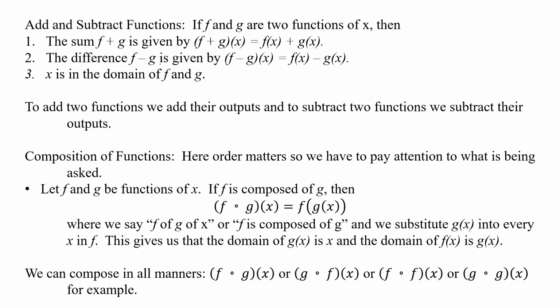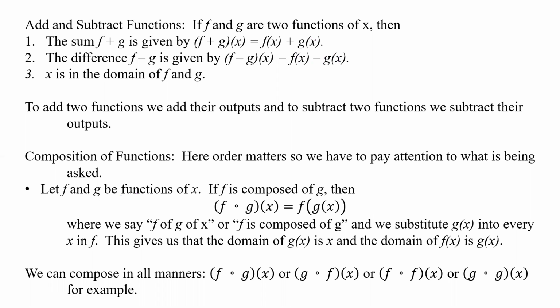Now the difference f minus g is also similar. We take (f − g)(x), we just take f(x) minus g(x), and we can take those two functions and subtract them, and we will get our difference. Now x is in the domain of f and g, and so that's kind of a key. And like I said here, basically, if we add two functions, we add their outputs, and to subtract two functions, subtract their outputs, and their outputs being f(x) and g(x). So, if we plug in x, the output is f(x), plug in x here, the output is g(x).